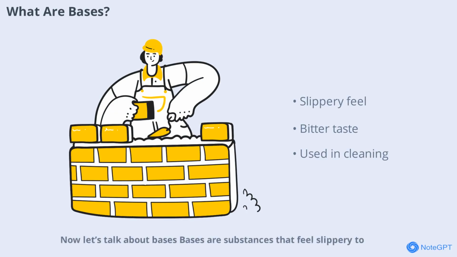Now let's talk about bases. Bases are substances that feel slippery to the touch and often have a bitter taste. They're the opposite of acids. Bases are also common in our daily lives. For example, baking soda is a mild base that you might use in baking or cleaning. Soap and many household cleaners are also basic. In our bodies, bases help neutralize excess stomach acid. So just like acids, bases are everywhere, quietly helping us in many ways.